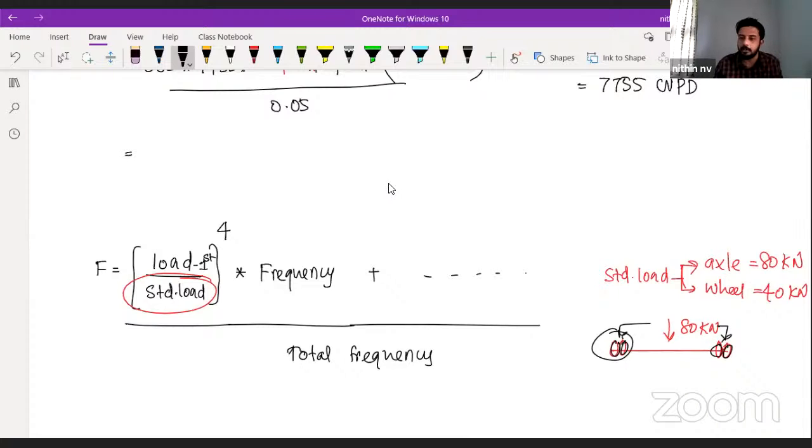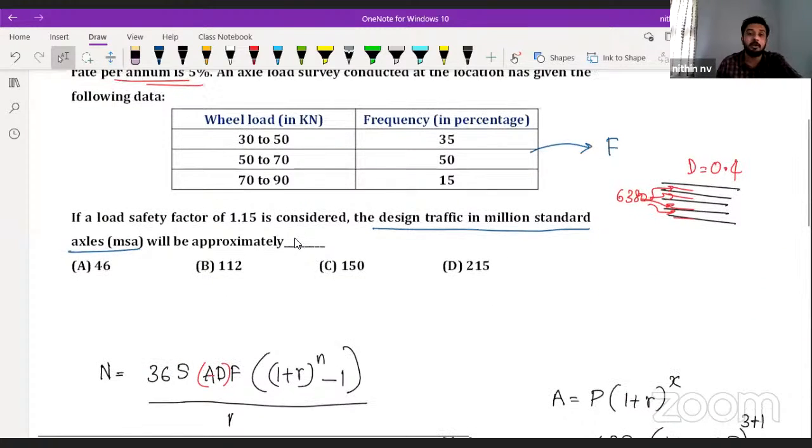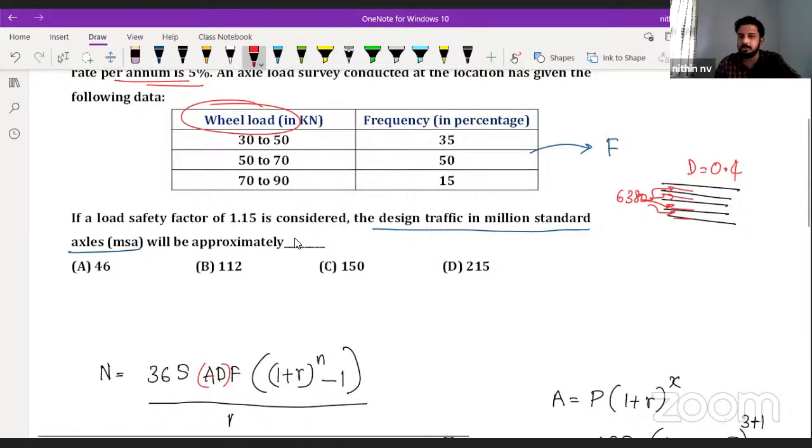Don't think that it is two wheels, so why not it is 20 and all. We consider it as a single wheel, equivalent single wheel. So standard wheel load is 40, standard axle load is 80 kilonewton. If they are giving the load value in axle load, then the standard load denominator is to be considered as 80 kilonewton. If they are giving the values in wheel load, we have to consider it as 40 kilonewton. So that is the twist which can come.